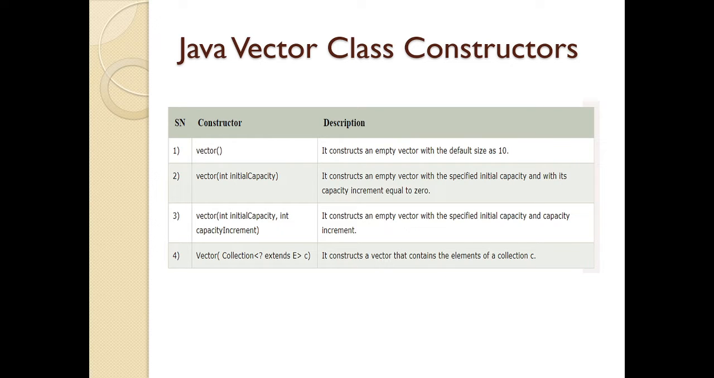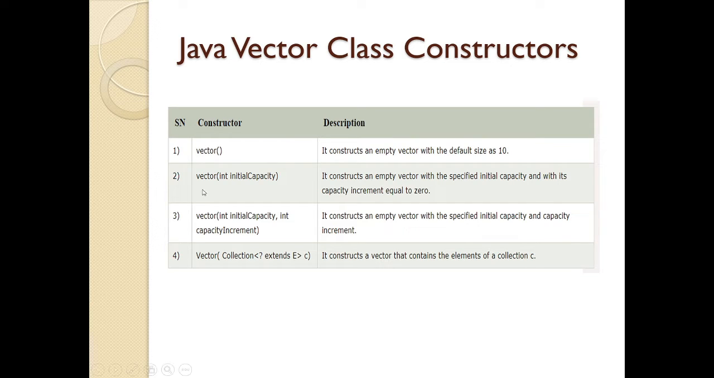The second constructor we will see is Vector, where we have to specify the initial capacity. That means when you're creating the vector, you specify how much initial capacity you want. As we know, dynamically it can grow or shrink, but initially we can specify some size for that vector. So in the parentheses we can pass the initial size.